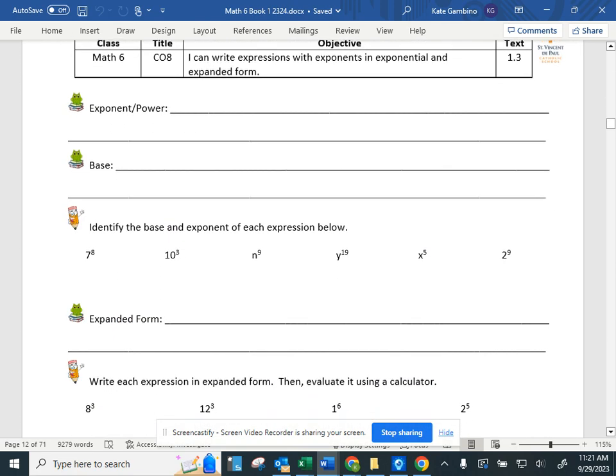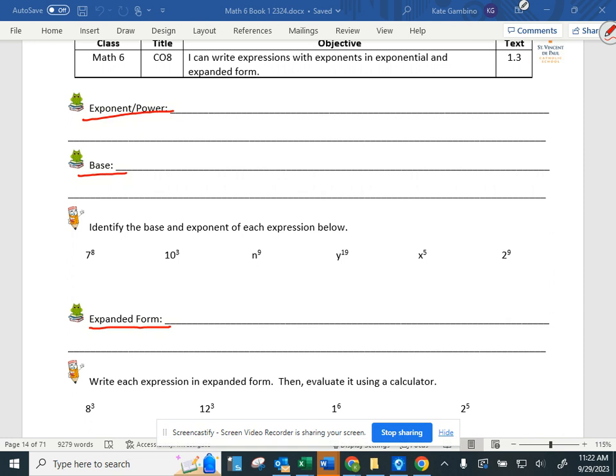CO6, I can write expressions in exponential and expanded form. So write what your exponent power definition is, write what a base is. Remember, the base is the big number. Write what expanded form is, the definition. So when we get to the test, we remember what expanded form means. CO9, the square root of the number. Remember, it's the number that you multiply by itself to equal it.